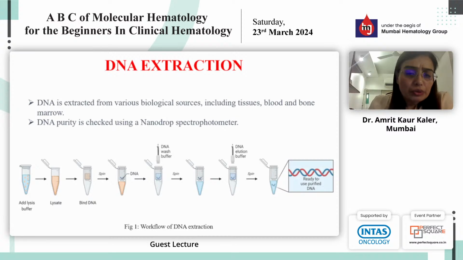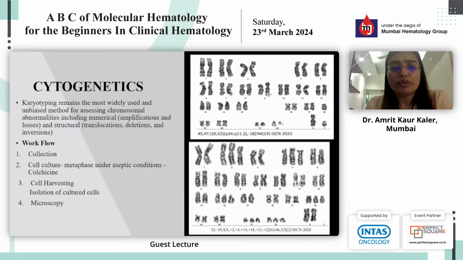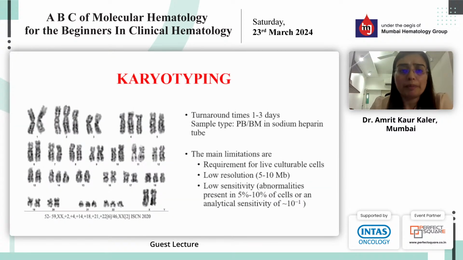And I think I don't need to go deeply into the extraction, but I'll start with the cytogenetics. So cytogenetics means karyotyping. It is widely used for dividing cells, which we capture after culturing them. And we look at the amplifications and the structural variations like translocations, deletions, and inversions. So in this, we collect a heparin-based sample. We put colchicine on it. We culture the cells, and then we stop the division, and we harvest the cells, and then we isolate and we observe under microscopy. So in this karyotyping, the turnaround time is 1 to 3 days.